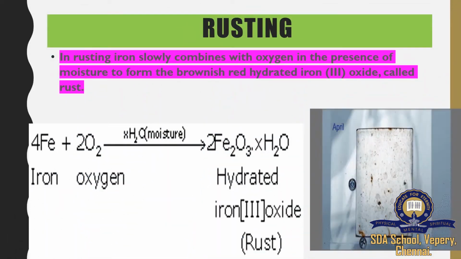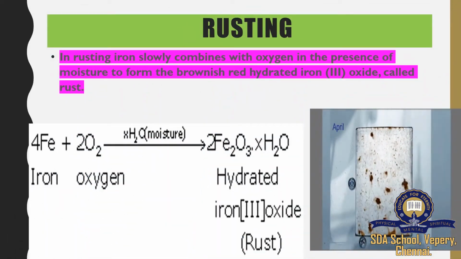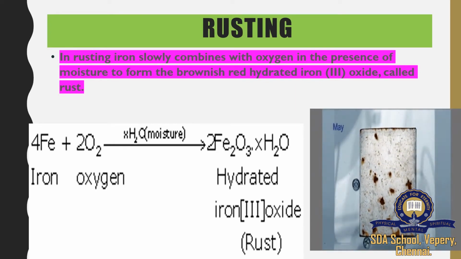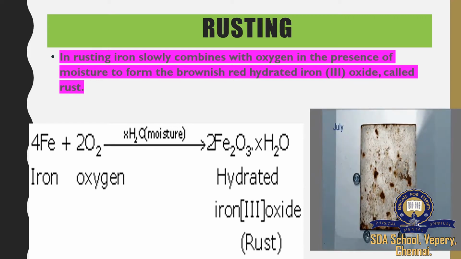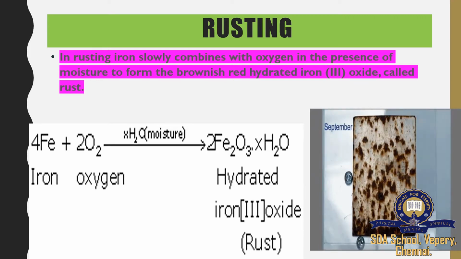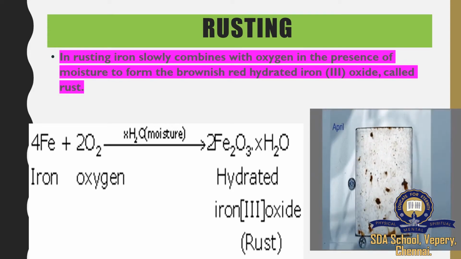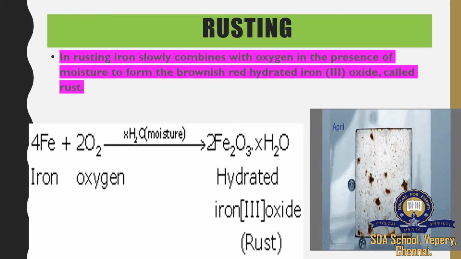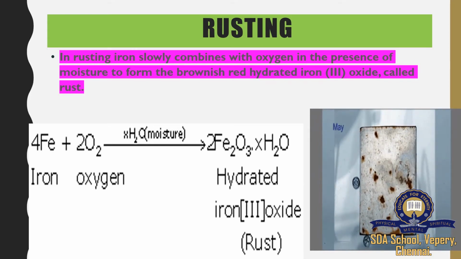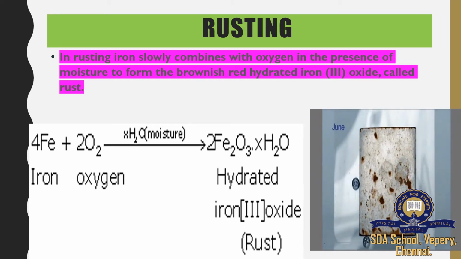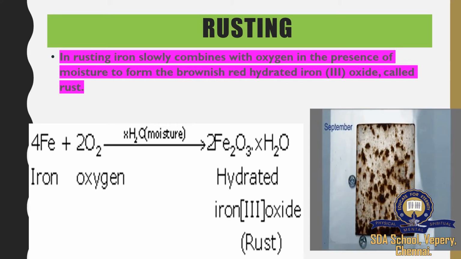Another chemical reaction is rusting. In rusting, iron slowly combines with oxygen in the presence of moisture to form the brownish red hydrated iron 3 oxide. It is called rust. See in this picture, first the metal was very shiny, then finally what is happening? It catches a reddish brown color. Then finally what is happening? It is eroding throughout the metal.